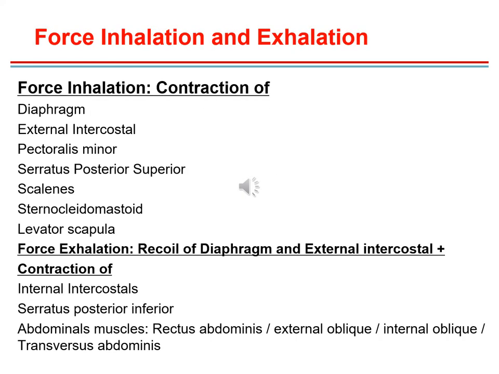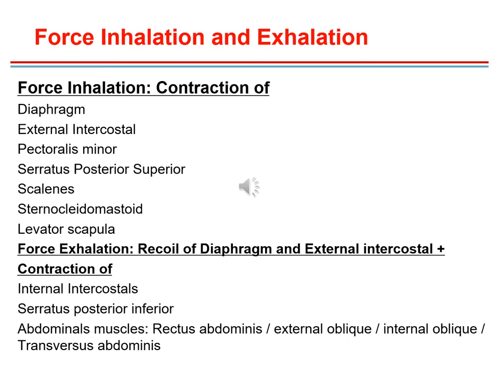Now, if we talk about forced inhalation and forced exhalation, we need to recruit more muscles to either enlarge the thoracic cavity even more or shrink and compress it to the maximum level. In forced inhalation, we need the contraction of the diaphragm and external intercostals, but we also need the contraction of the pectoralis minor, serratus posterior superior, scalenes, sternocleidomastoid, levator scapulae, because we need to enlarge the thoracic cavity to its maximum capacity, not only vertically, not only horizontally, but also anterior-posteriorly, and the way we do it is by recruiting all these muscles.